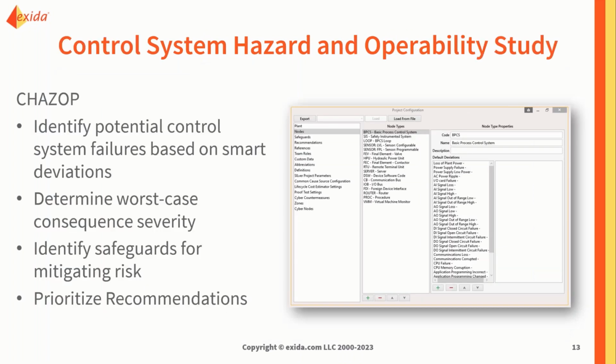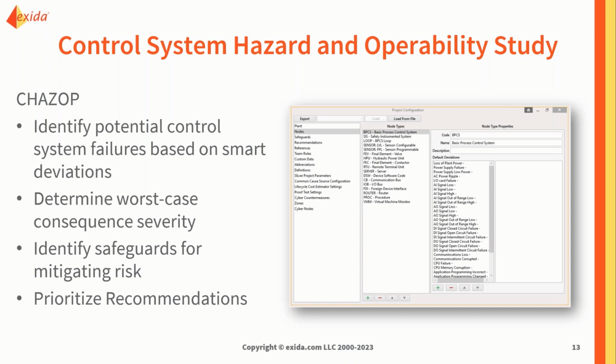We also have in the CHAZOP module customized guide words and node types that help us to more efficiently drive the assessment of those control system hazards. And so a CHAZOP follows a similar methodology to a traditional process hazard analysis or a traditional cyber risk assessment, but it is very much focused on the physical hardware failures or potential configuration failures that could lead to a control system failure.